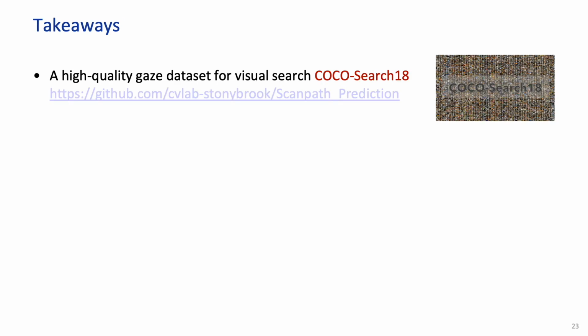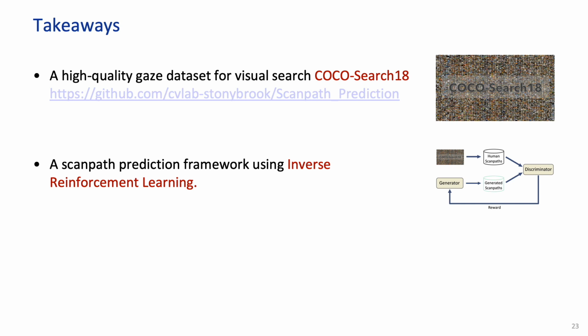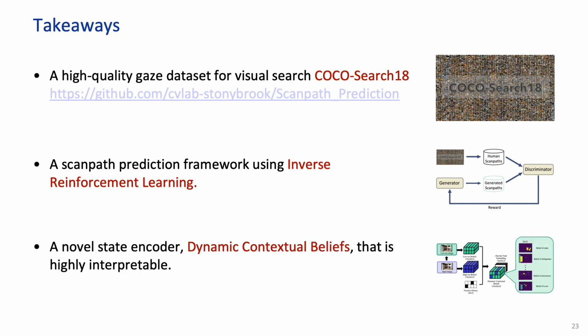So as a summary, first, we created a larger-scale gaze dataset for visual search. Second, we present a novel scan path prediction framework using inverse reinforcement learning. Lastly, we propose a novel state representation called dynamic contextual belief.